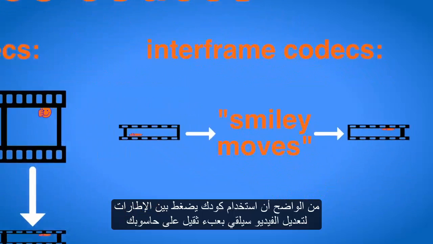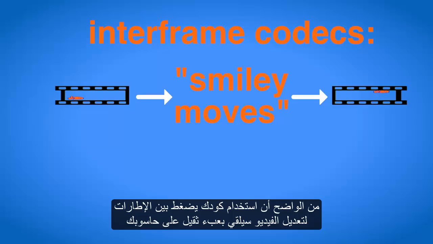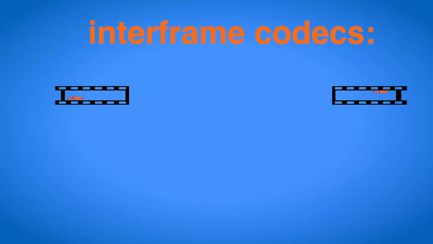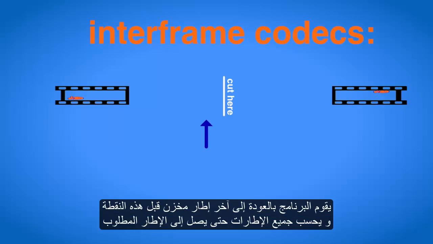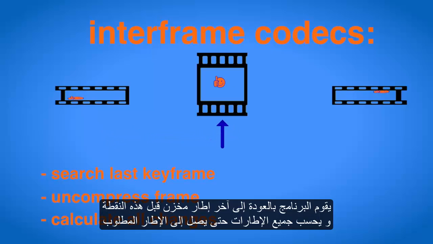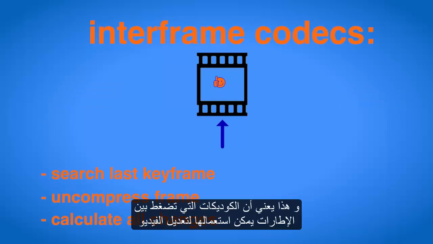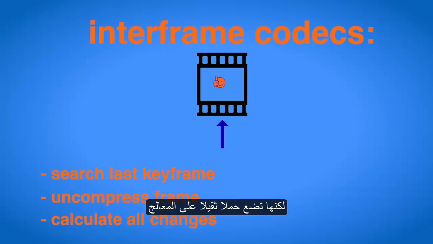It should be obvious that if you use an interframe codec for editing, this will mean a lot more work for your computer. When you want to jump to or cut at a certain frame, it will have to search for the first complete frame before this one and then calculate all the interframe changes since then to show you the resulting picture. This means that interframe codecs can be used to edit video, but they are a lot heavier on your CPU load and will not let you work as quickly.